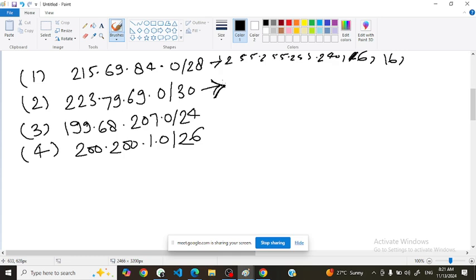Gaurav, for the second one. 255.255.255.252. Is it the IP address? No. Then what is it? It is the subnet mask.